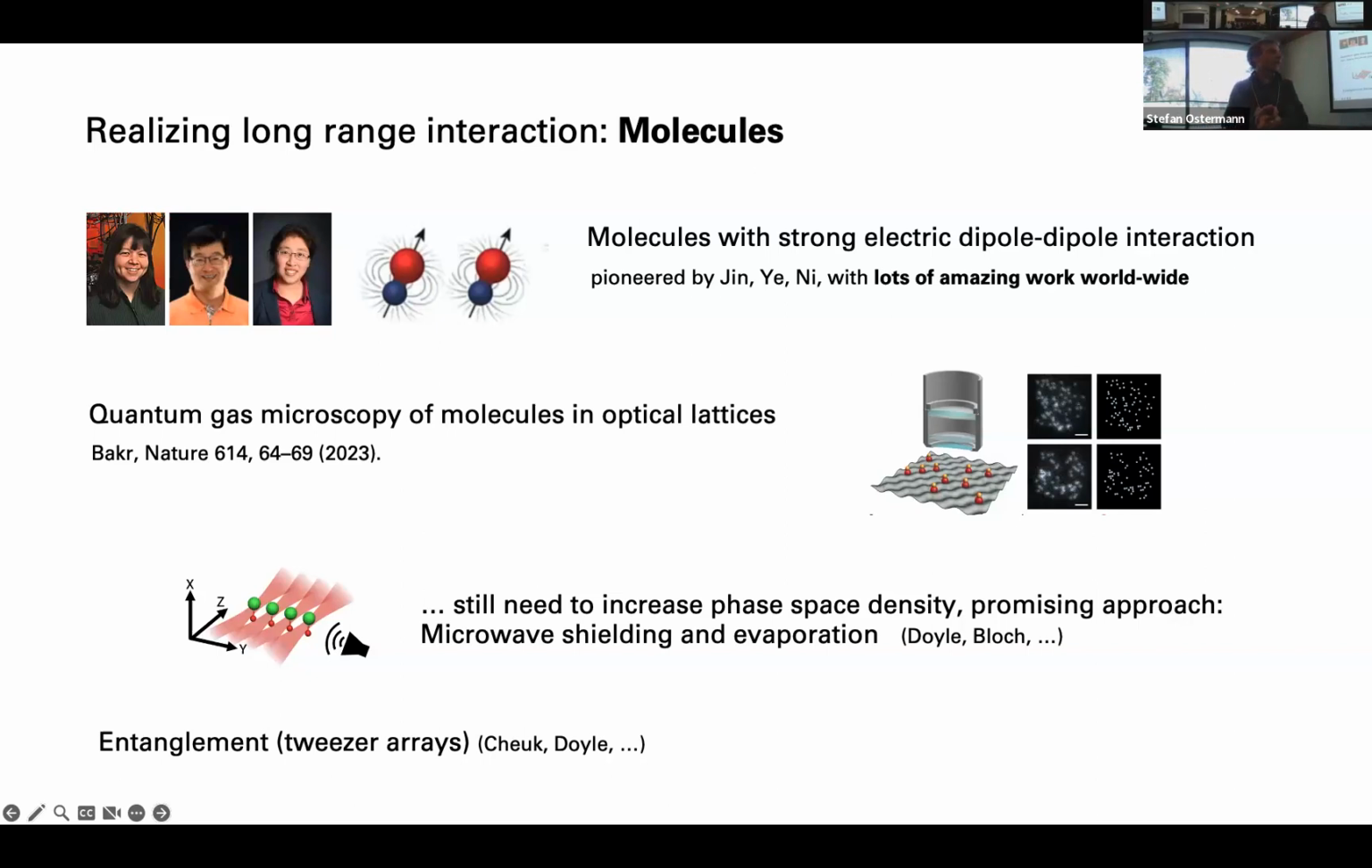And also, it's not totally clear if you could ever make a Hubbard model where you, for example, have two molecules on the same site. The densities are very large, and so it remains to be seen if it is possible to actually have models like that without having too much loss.